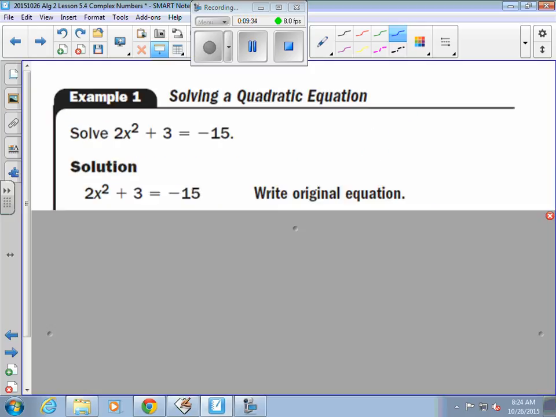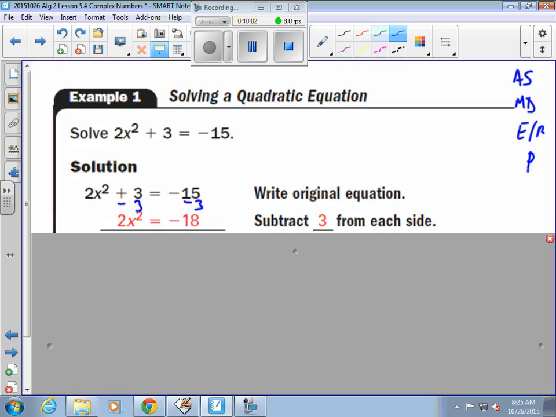Example number 1 says solve this quadratic equation. 2x squared plus 3 is equal to negative 15. Now this is not I squared, so don't put negative 1 in place right there. We're talking about x squared here. You're going to work your order of operations backwards, just like last week. Addition, subtraction, multiplication, divisions, exponents, radicals, parentheses. So undo 2x squared plus 3 first by subtracting 3 on both sides, here and here. So 2x squared is equal to negative 18.